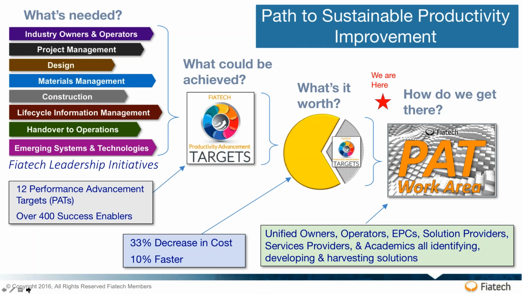It's kind of hard; this looks a little bit like a carnival, and I apologize. In one respect, it's flashy, but it's like looking at blinking lights. You can't really comprehend it very clearly. But what we're attempting to show here is that there are Fiatech leadership initiatives, as you see on the left, which are the 8 characteristics, and within each one of those initiatives, there are sets of productivity advancement targets that were generated. There are 12 of them. And within those targets, in aggregate, there are over 400 success enablers.